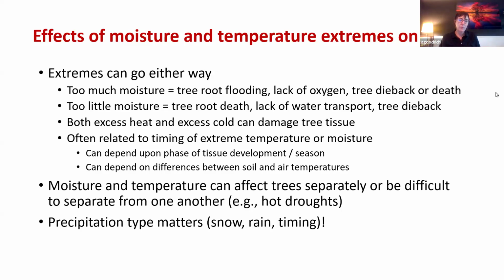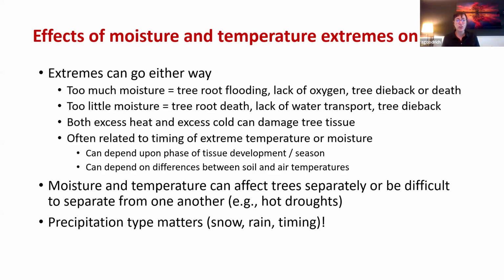But we can also be talking about too little moisture. So a deficiency of water can lead to tree root death. So some of those fine roots can die. We can actually see a lack of water transport. So the water from the soil isn't keeping up with the water needs at the leaf, and that can lead to tree dieback and mortality too. The same goes with temperature. Both excess heat and excess cold can damage tree tissue. For both of these things, it's often related to the timing of the extreme temperature or moisture.